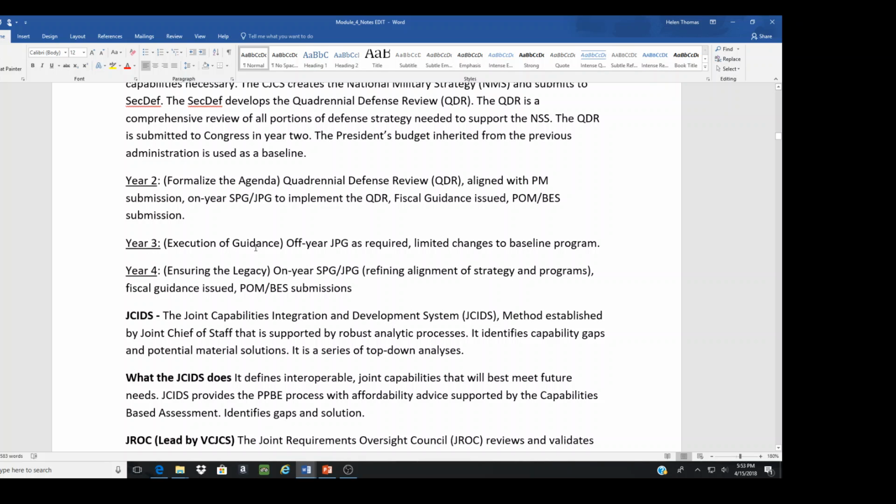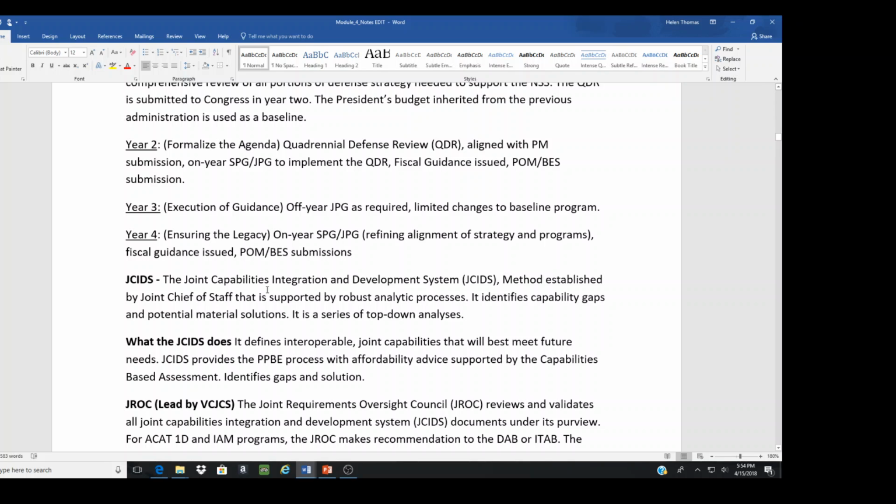Year 3, execution of the guidance. That's considered an off year. So that's your odd year. You can look at that as required. And year 4, ensuring the legacy on year, strategic programming guidance, joint programming guidance, refining alignment of strategy and programs. So similar. So this is an on year, off year. That's odd and even. JSIDs. I'm not going to repeat this again, but it's the same thing that I've just mentioned. Method established by the Joint Chiefs of Staff.